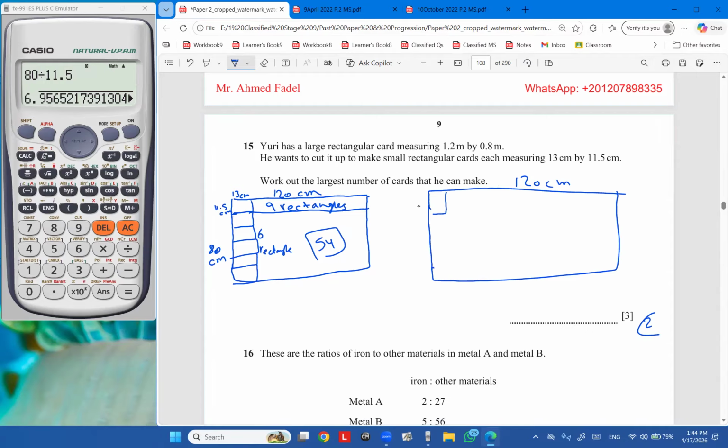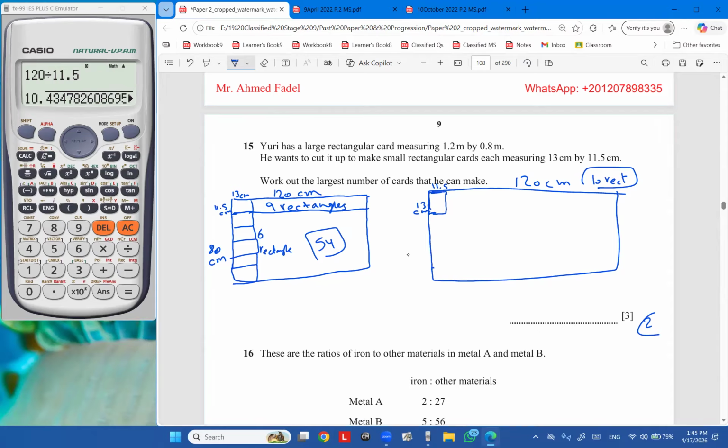The 13 centimeters is this one, and the 11.5 centimeters is this one. So how many 11 and a halves are in 120? So I'm going to do 120 divided by 11 and a half, which gives you 10. So this way, I'm going to have 10 small rectangles, 10 11 and a halves into 120.